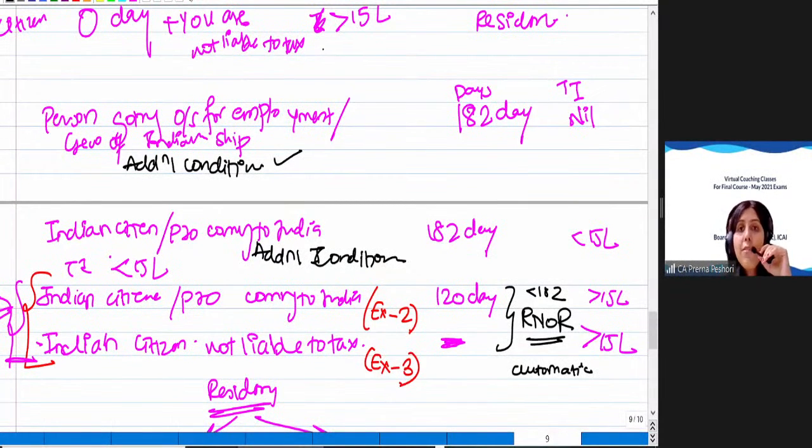Muthu, 730 days of presence in India in the last 7 previous years. Dhanush, no. In section 61A, the only condition is for Indian citizen. As I said, it is not for person of Indian origin.